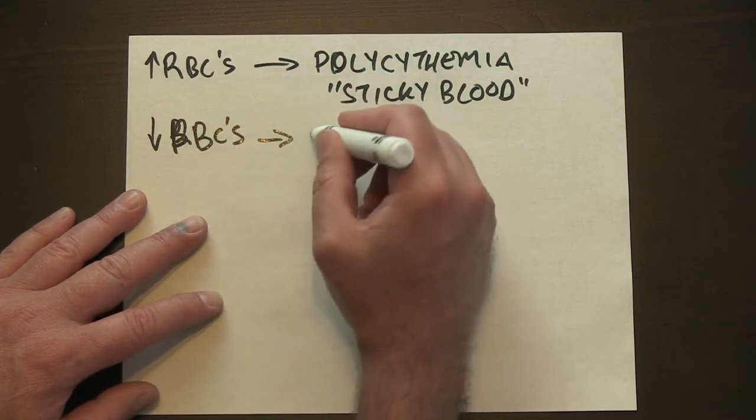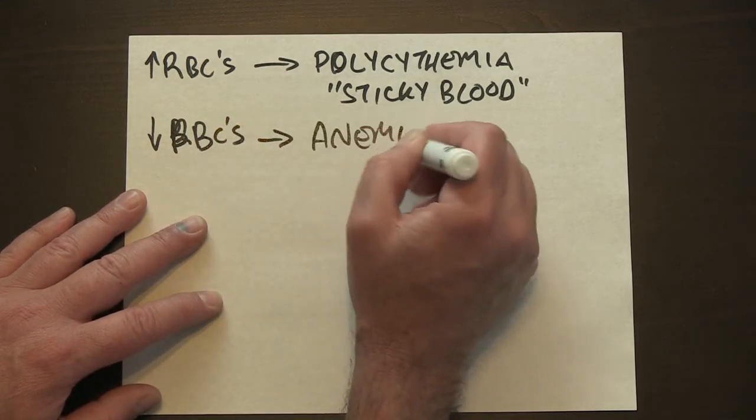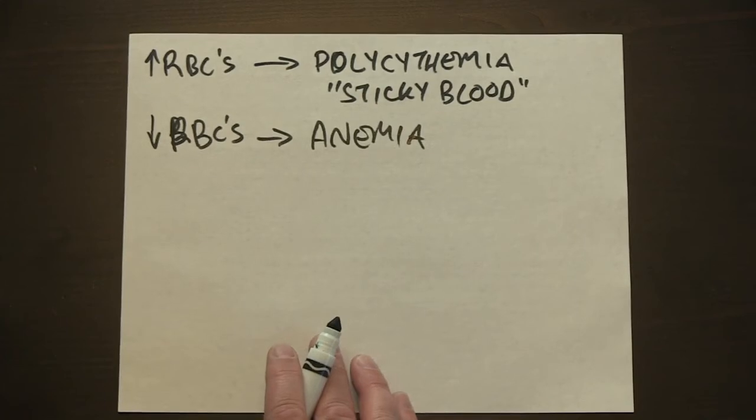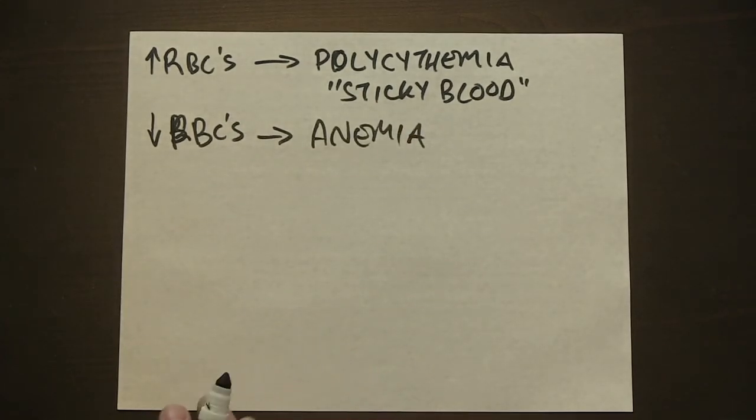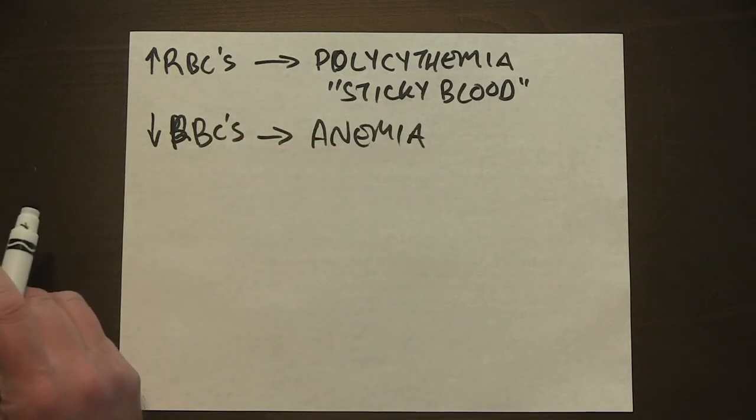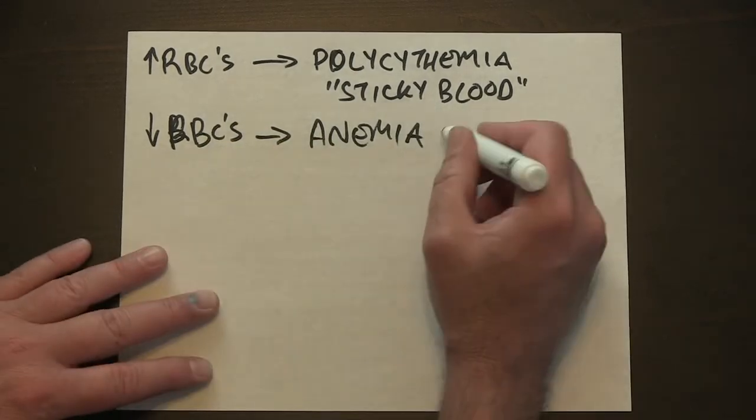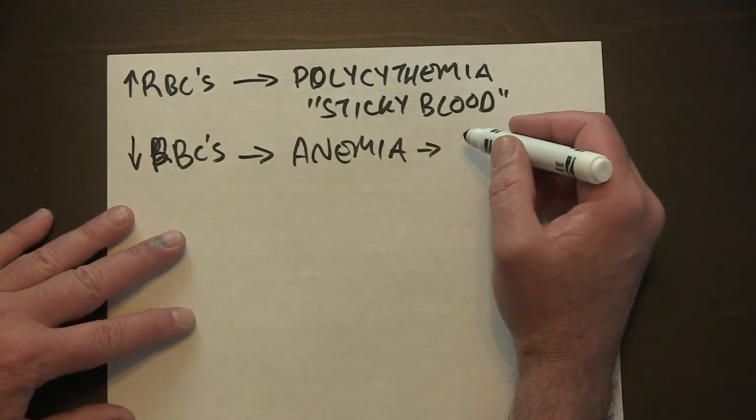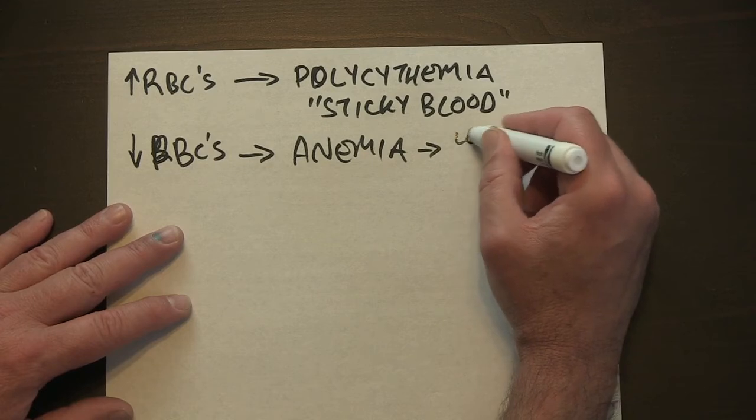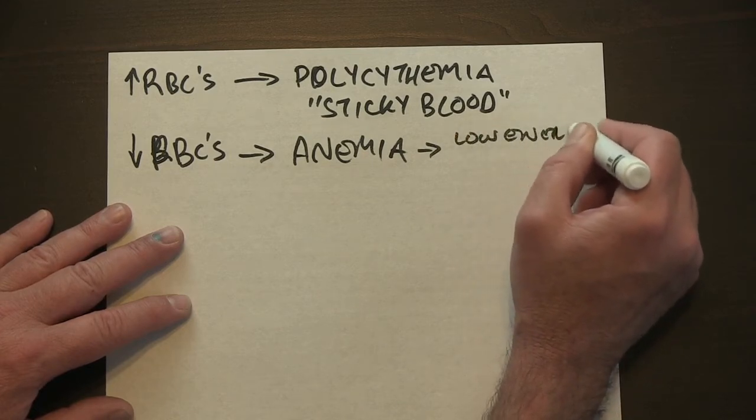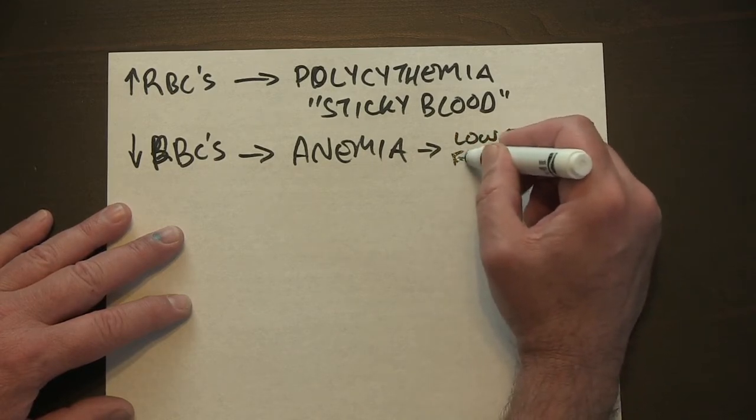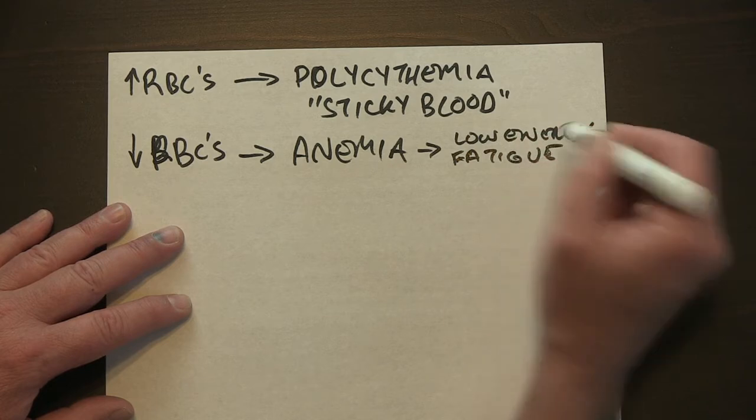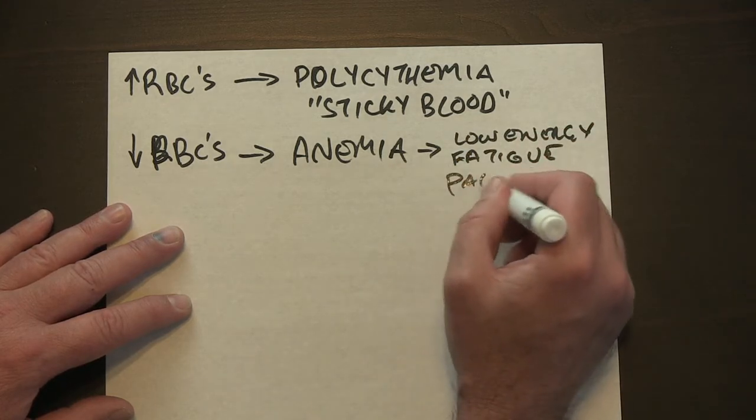There are different types of this, but if you have low red blood cell count, I'm sure you've heard this term, anemia, but there are different types of anemia you can have caused by not enough hemoglobin, not enough red blood cells. But that's one of them. But you can imagine what the symptoms for this would be. You'd have low energy, fatigue. You'd have pale skin.